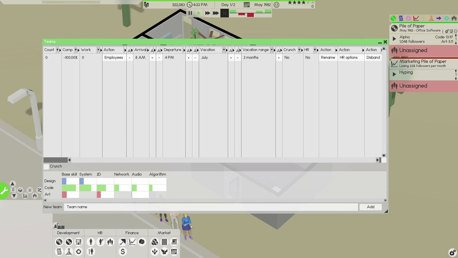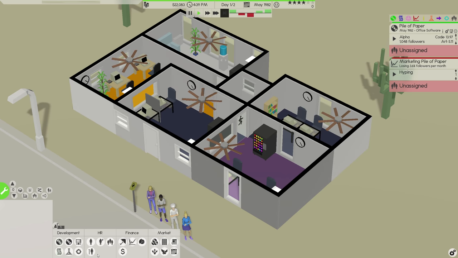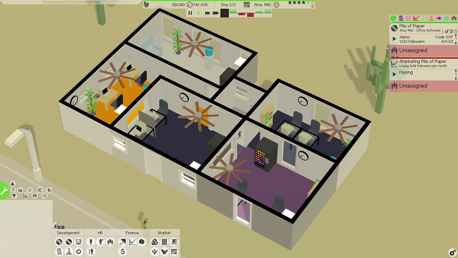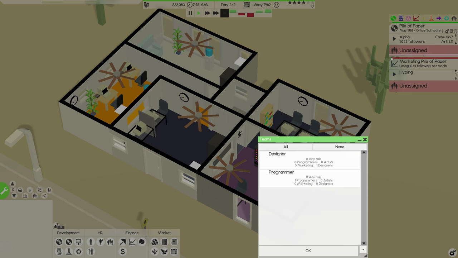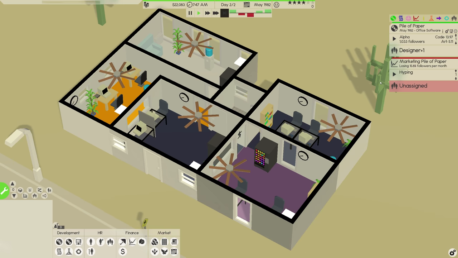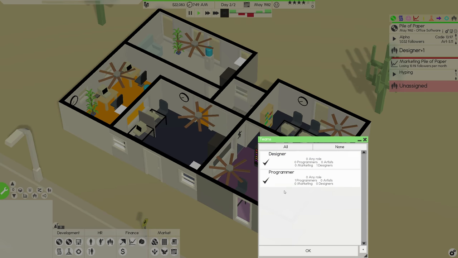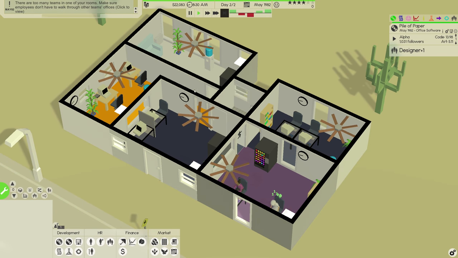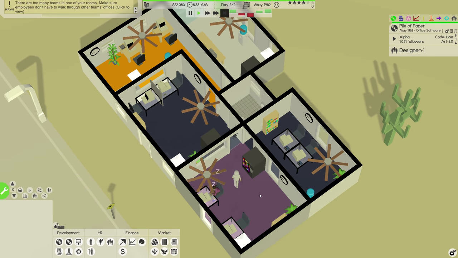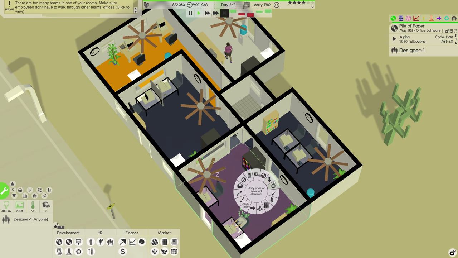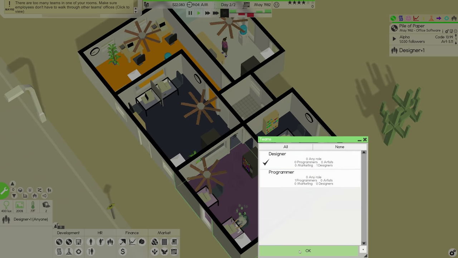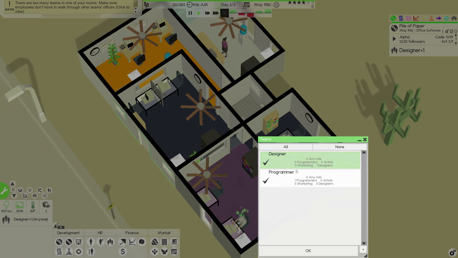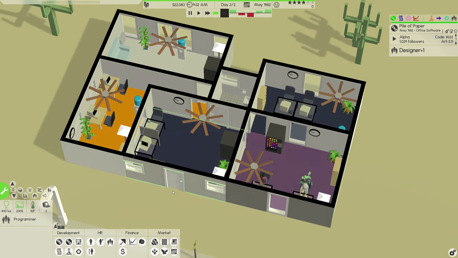I'm going to make a designer and a programmer team, just so I have those. We're not even gonna have a cleaning lady. All we have is my poor collection of people here. All right. So marketing, not really happening at all. I don't know why you guys decide to sit in the same room here. This is assigned to designers, and this should be assigned to programmers. My bad. I think I selected both.